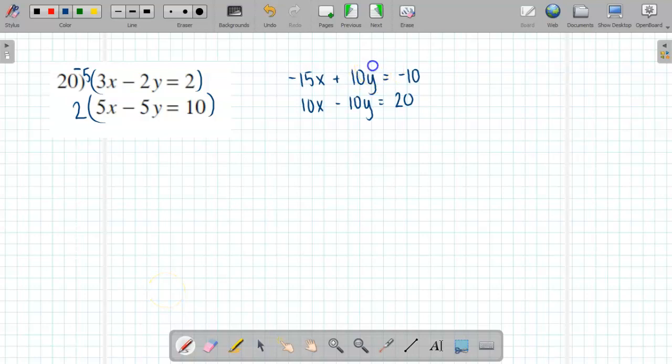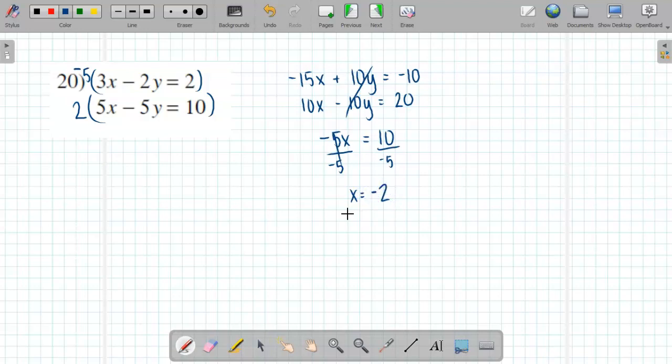Now this works out nicely because my y's will now cancel. So that gives me negative 5x equals 10. And then divide by negative 5. And so x equals negative 2.